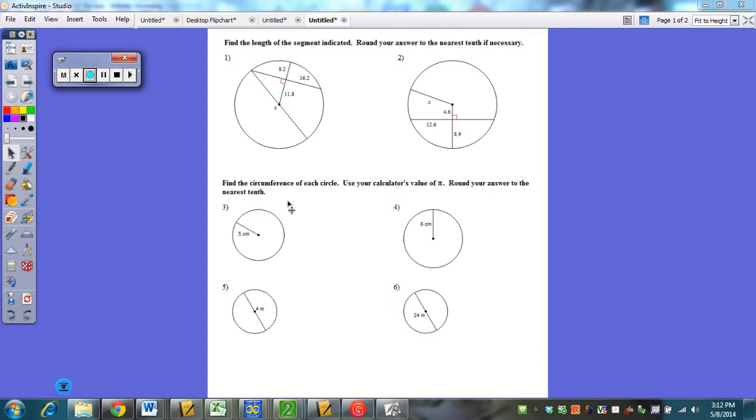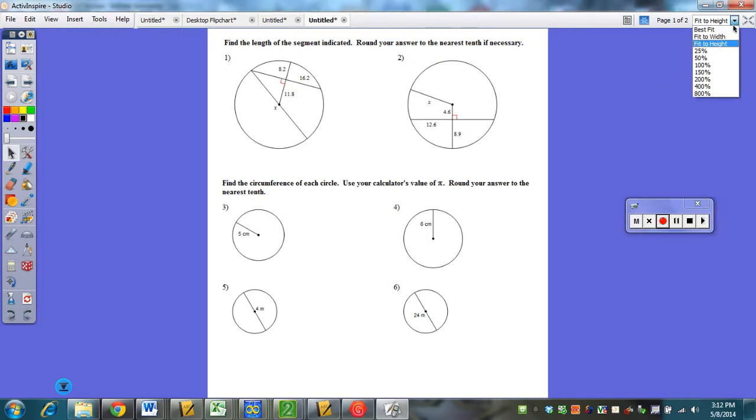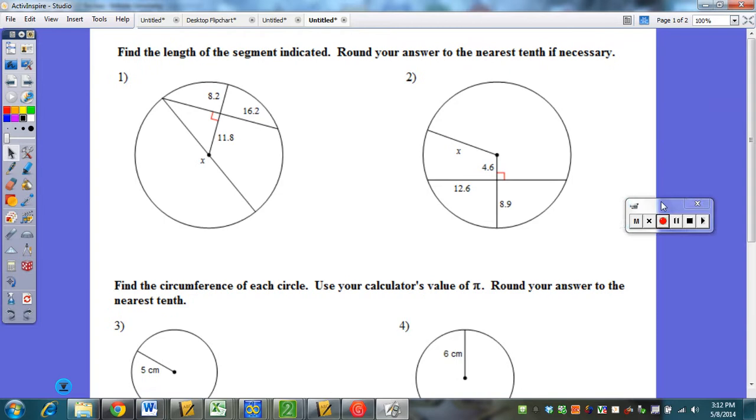Okay, so this is going to be the review for our test tomorrow on May 9th. Let's kind of move this out of the way. All right, so we're going to go over a few of these problems here. Let's change the screen on this for us.